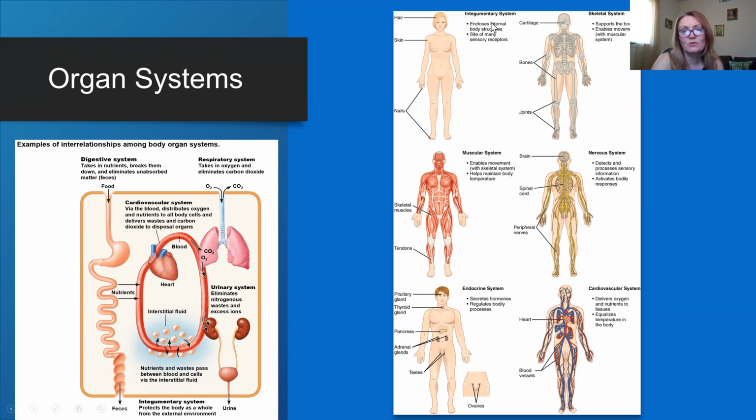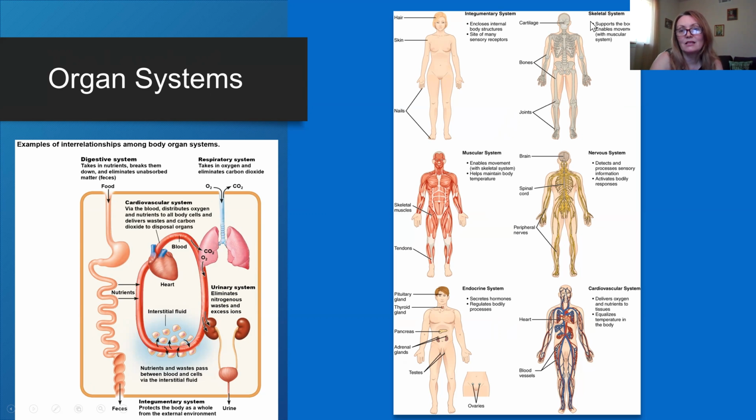Okay, so the first system you see over here is the integumentary system that, like any body system, is made up of organs, and the organs of the integumentary system would be your skin, your nails, your hair. And the function would be to enclose internal body structures and also to be the site of many sensory receptors.